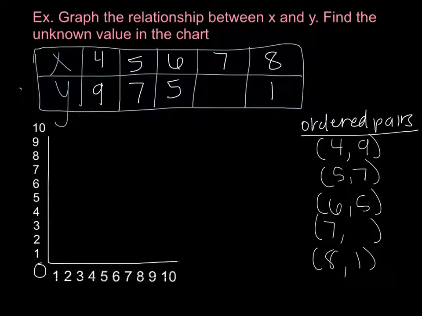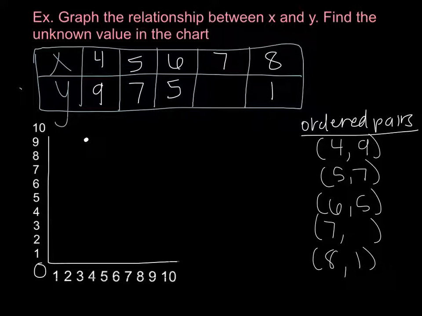4, 9. Is that pretty close? Okay. Next one. 5, 7. So I'm going to go over 5 and up to 7. That's where I'll make my dot.